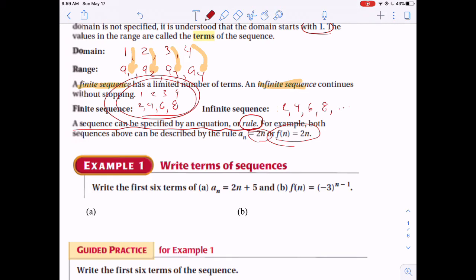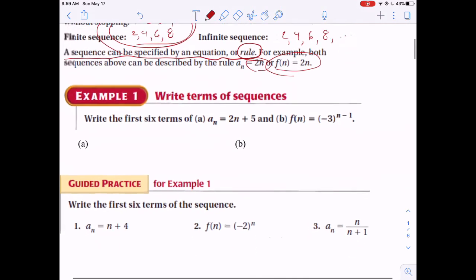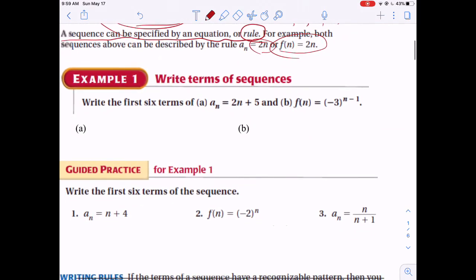Alrighty? Let's try a few things here. Now, I'm not going to ask you to write all, it says here write terms of sequences. Write the first 6 terms for this rule. So let's just write the 6 numbers. I don't want you to say A1 equals, that's just more work than we need at this time. So let's just list the answers, okay?